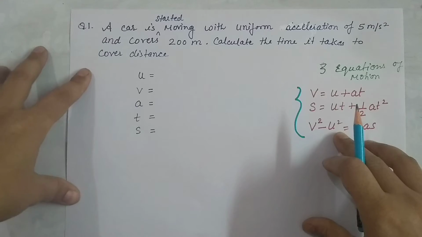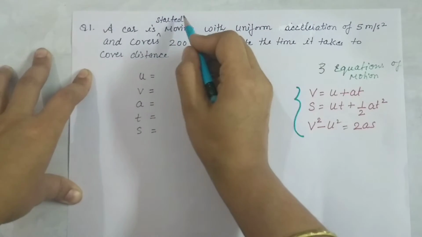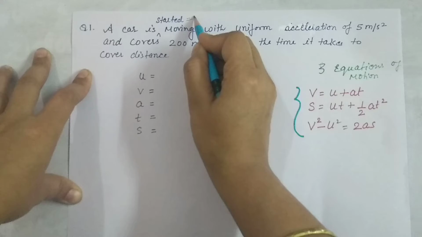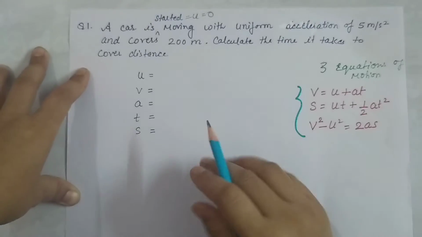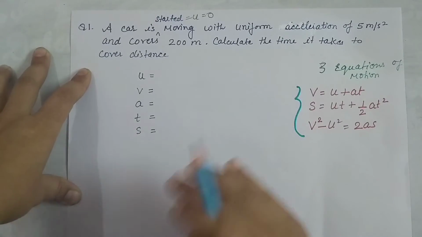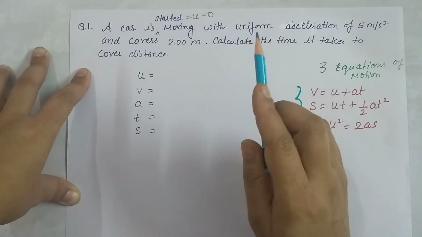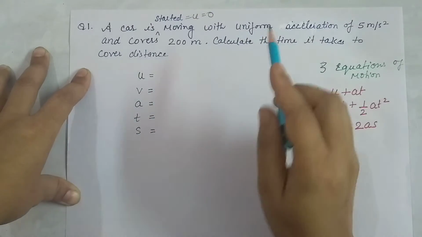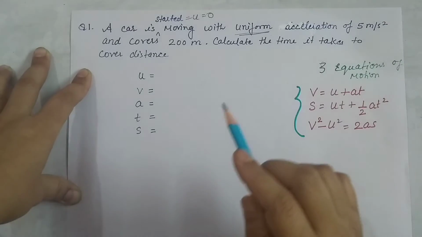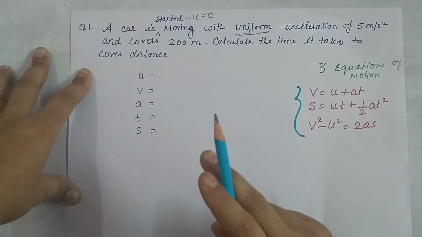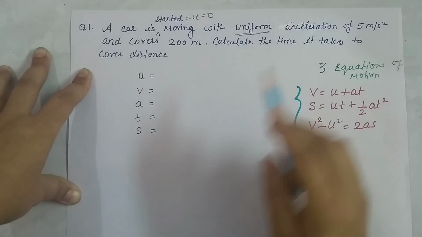The question is here: a car is started moving. So a car that is started moving means we can say that the initial velocity is 0. First, the car gets started with uniform acceleration, and we also understood that these equations are applicable only for the uniform type of motion.